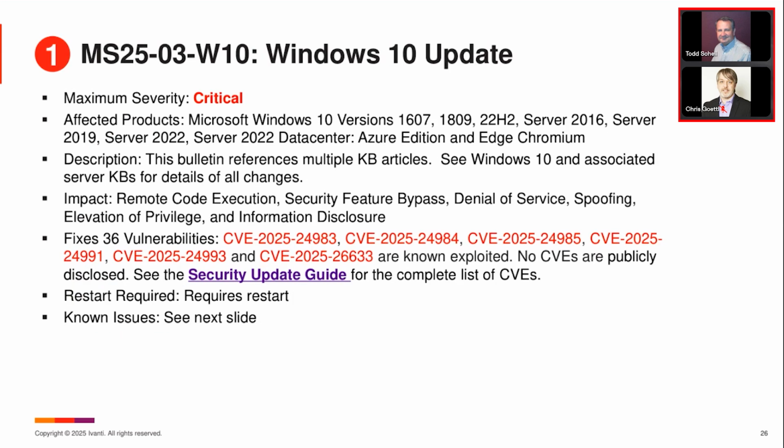Windows 10 had the same number of vulnerabilities addressed. There are some slight differences in the actual vulnerability numbers in case you're wondering. This particular first CVE here was not present in Windows 11, but it is present in Windows 10. That's the 24983 vulnerability. So all 6 of the 0 days Chris talked about are fixed in Windows 10. This one was not present in Windows 11, as I said.